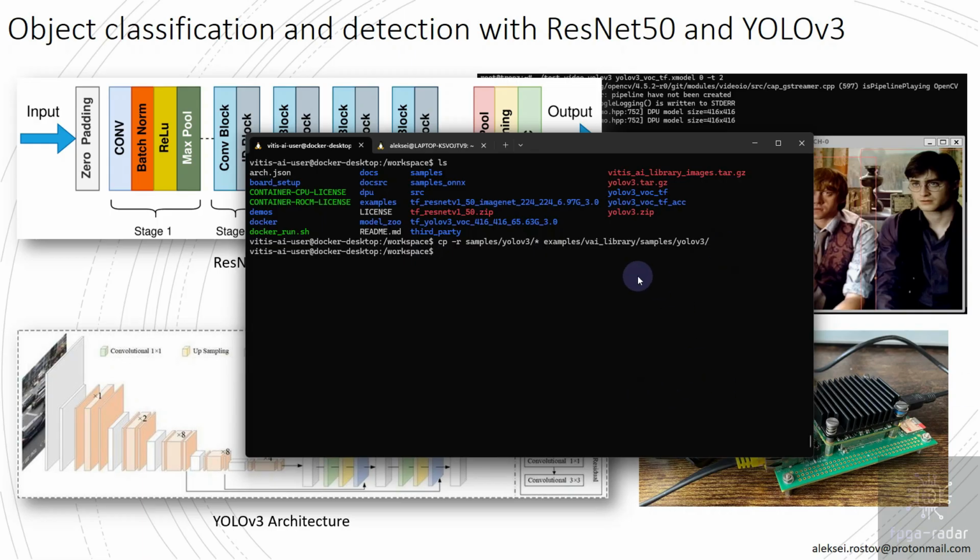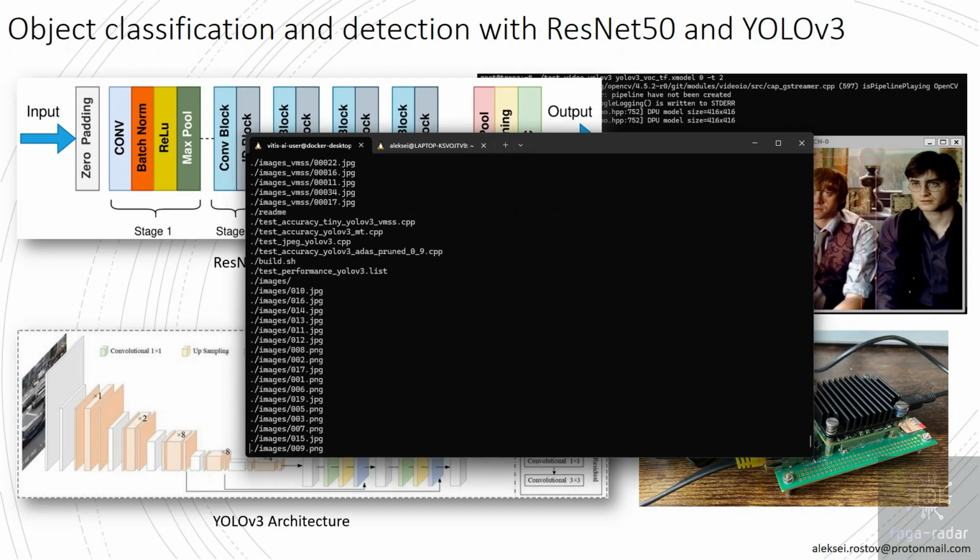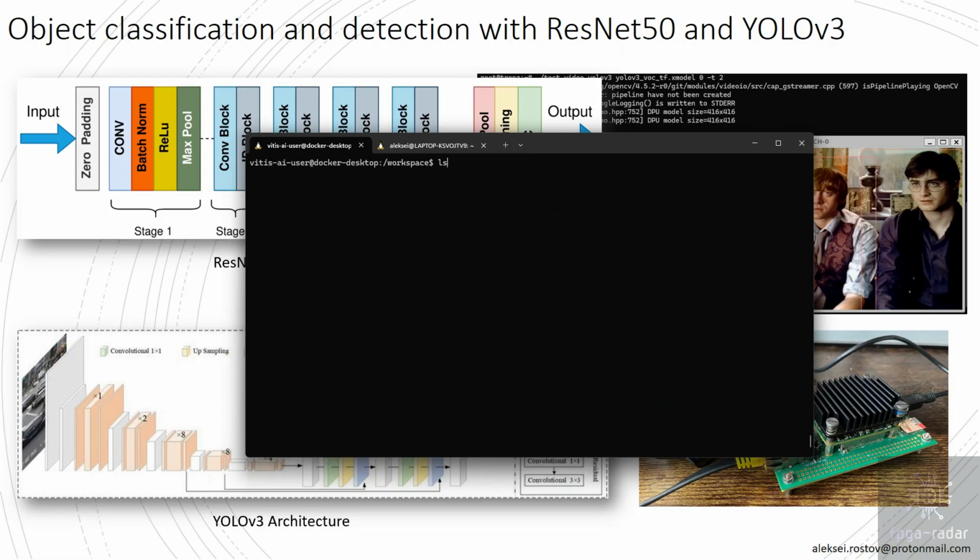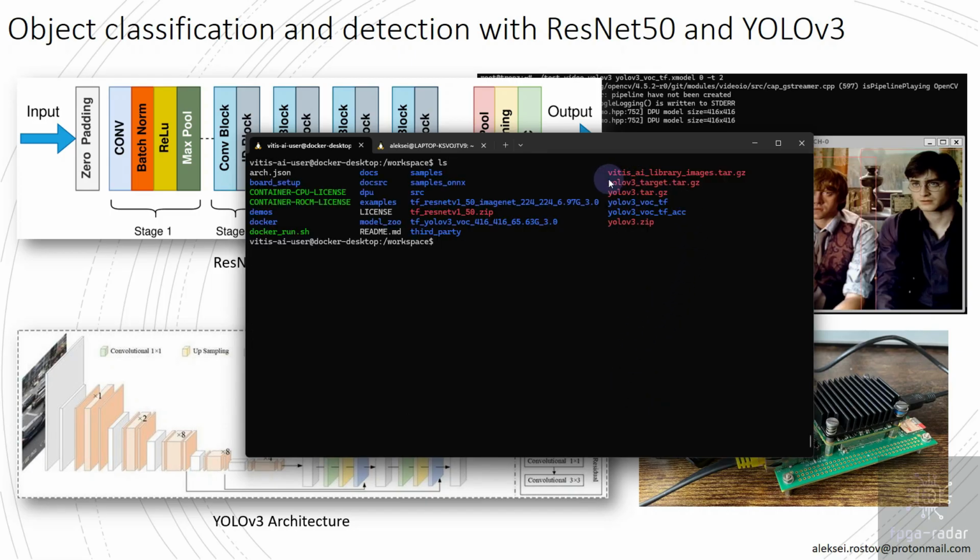And afterwards, I will archive this folder in order to unzip it later on the target. Let's archive. Okay, let's start here. Okay, ready. And therefore we have here an archive that we need to copy onto the target. Let's copy this, YOLOv3, target.